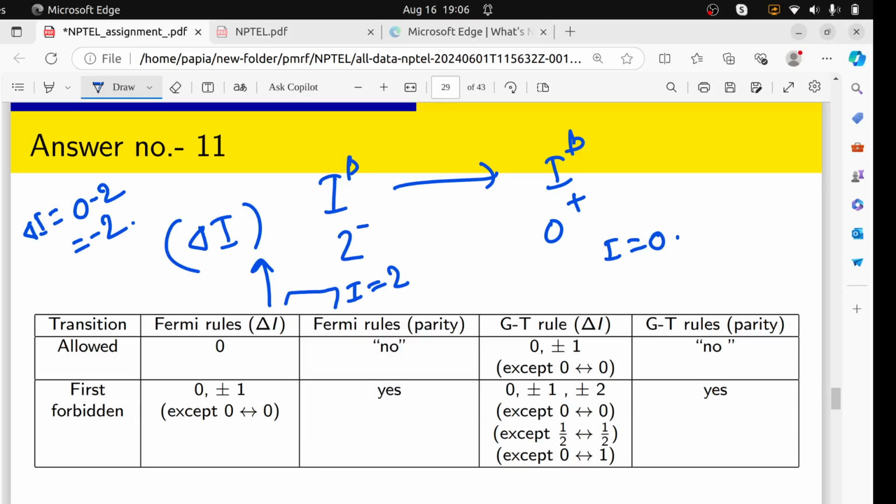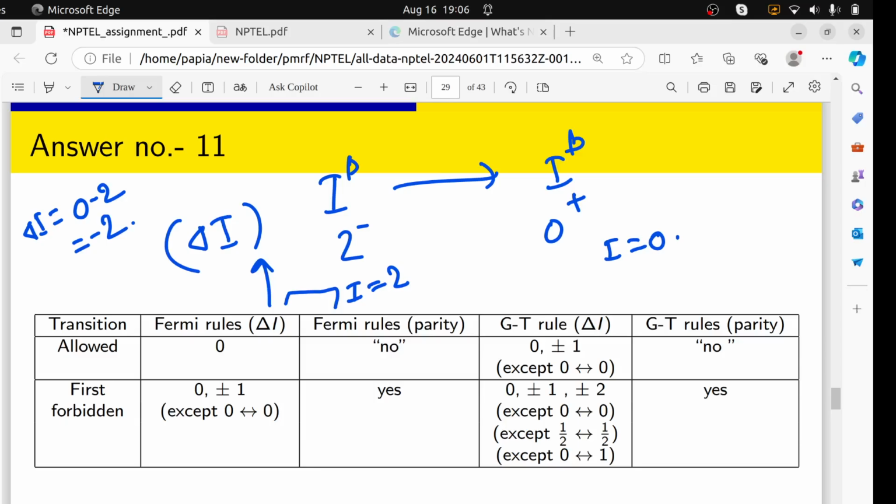Now coming to GT allowed. The allowed transition in the Gamow-Teller rule is 0, plus minus 1. That is also not correct for delta I equal to minus 2, so this will also not be correct. Now coming to first forbidden with the Fermi rule: delta I should be 0, plus minus 1. But here delta I is minus 2, so that will also not be correct.